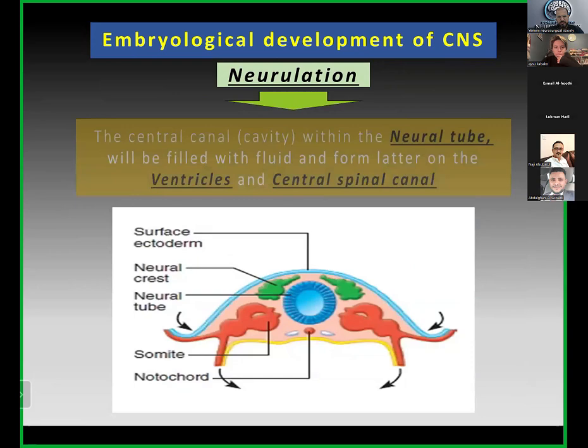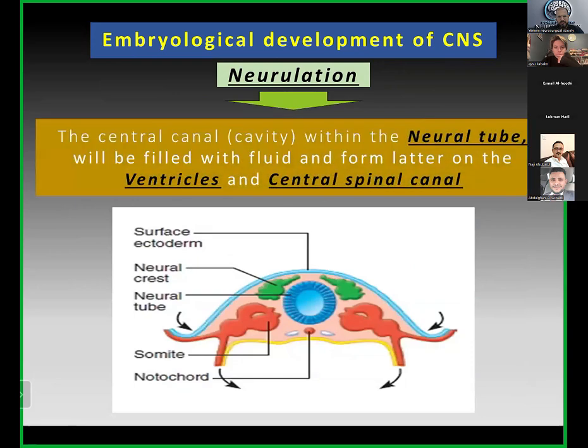During closure of this tube, after it's closed, it contains at its center a cavity which is filled with fluid. This fluid later forms the cavities of the CSF in the form of the ventricles and central spinal canal. So the central spinal canal and the ventricles are formed from the cavity, which is formed by the closure of the neural tube.